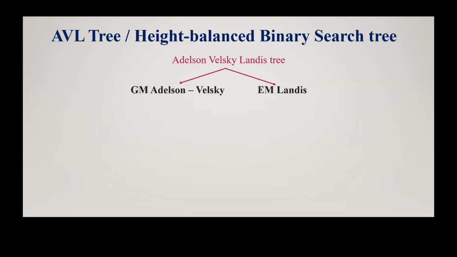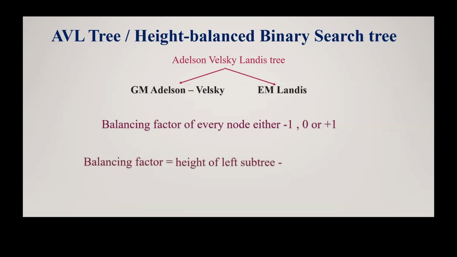Next question, what is balance? Balance means every node has a balancing factor of -1, 0 or +1. Next question, what is a balancing factor? In a tree, nodes store some information. Here one extra piece of information is added, called the balancing factor. The balancing factor is the height of the left subtree minus the height of the right subtree.